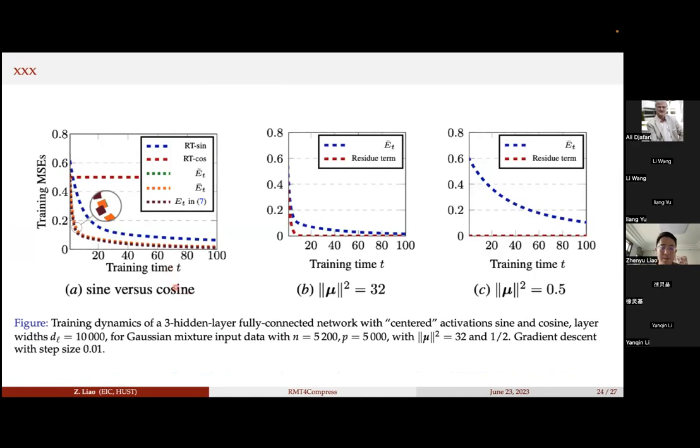Okay, so we plot this for different ways. We play with the expression and change the mean of the data, and also the activation function. So this is pretty funny, in fact. In this subfigure A, we compare the learning dynamic from our expression, so all these overlapped curves, and also the exact learning dynamic using the cosine activation function. So this is this blue curve. Okay, we see there is a pretty large gap.